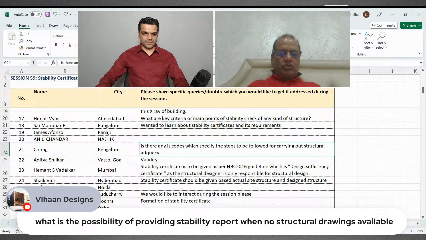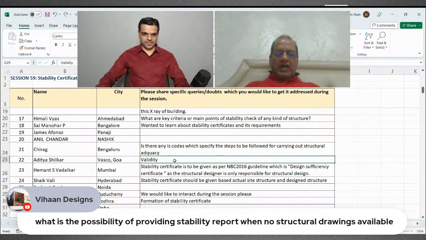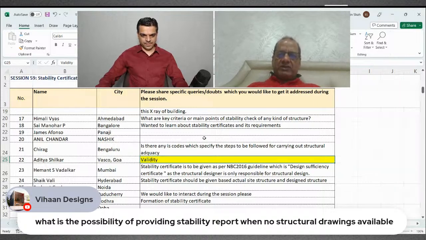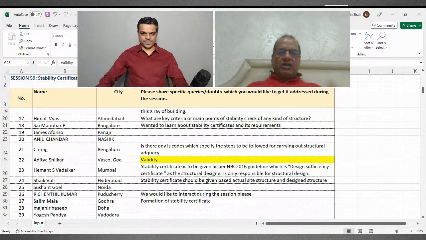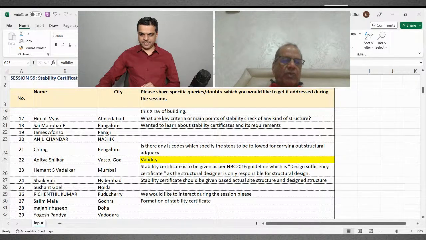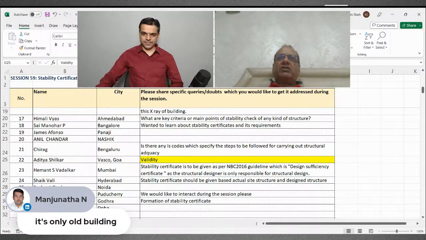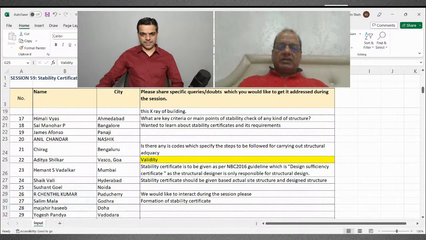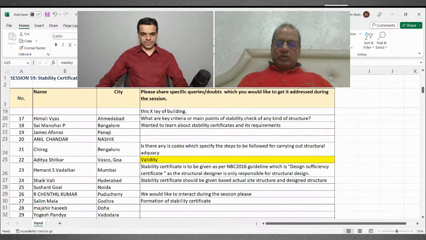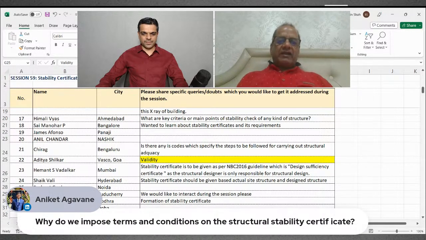Yes, there are, but we are not discussing those things today. Validity. Yeah, good thing. Validity. NBC specifies that every structure of this age should be reassessed after so many years. But when you issue a structural stability certificate, we are only saying that I have designed this structure and based on that the stability is this, then it is valid for life, unless there has been some additional alteration done. So that is another rider, that this structural stability certificate is valid for the design service life.